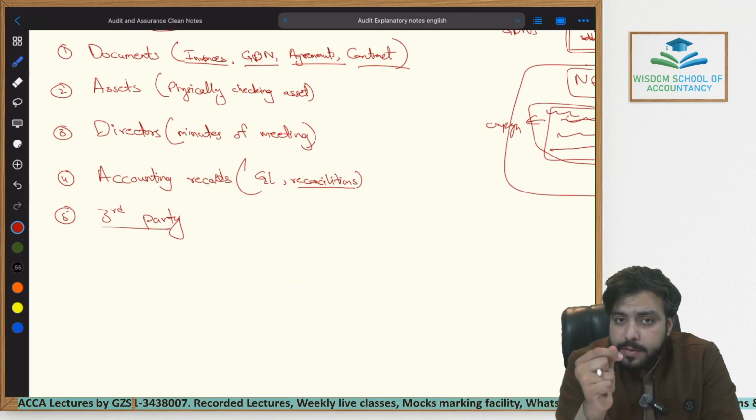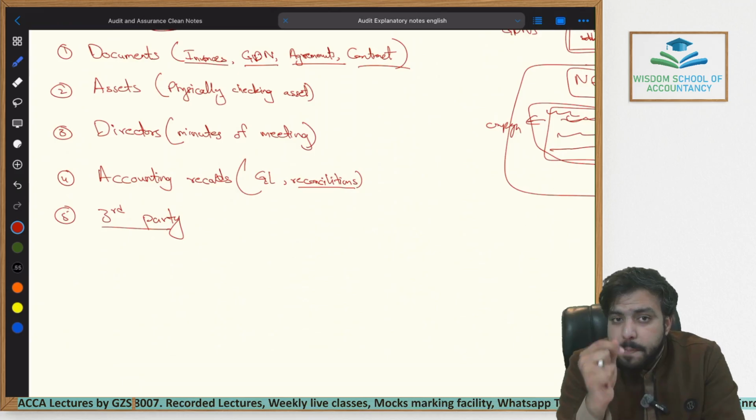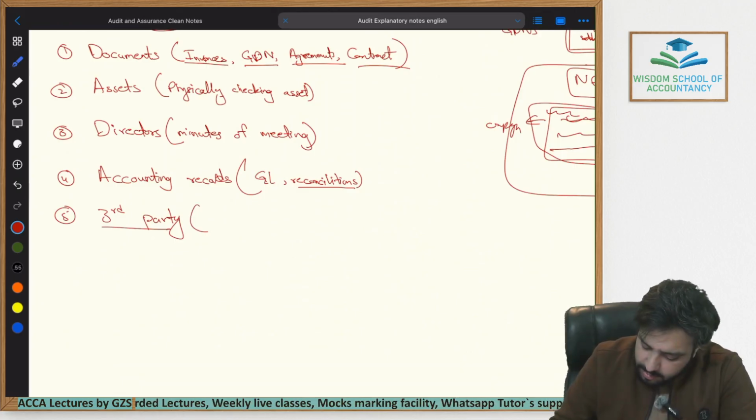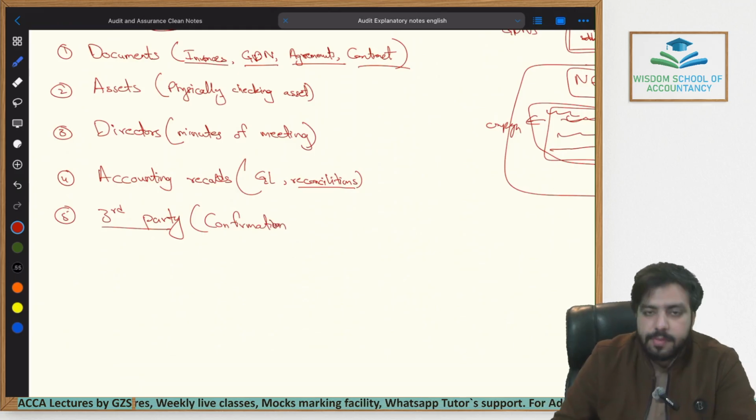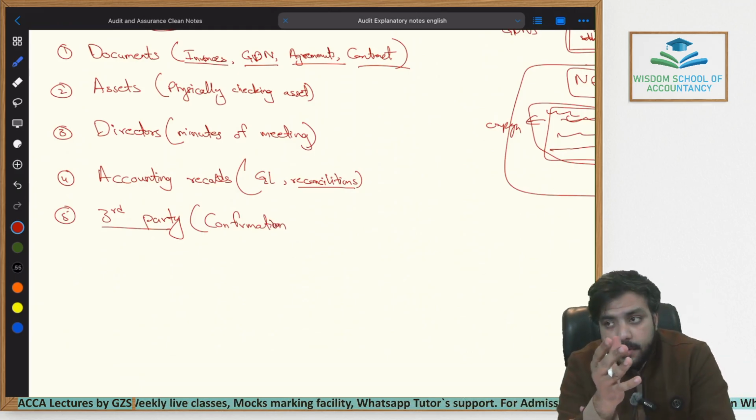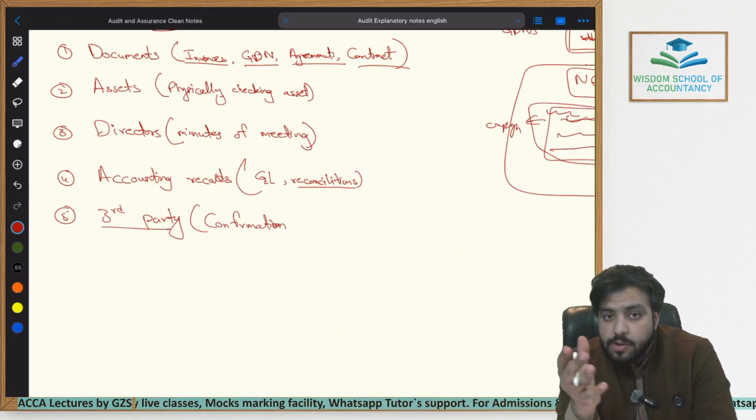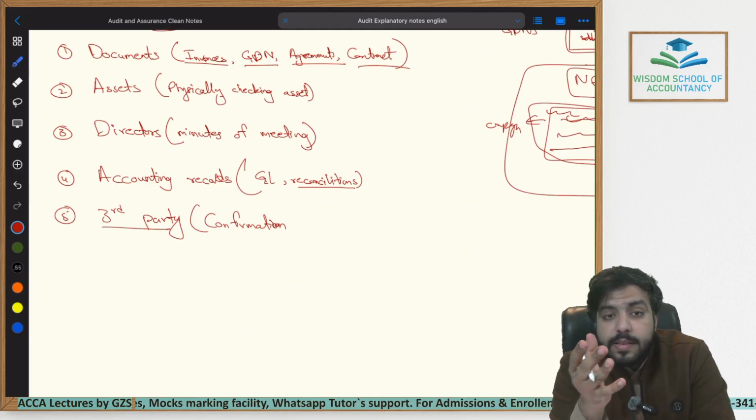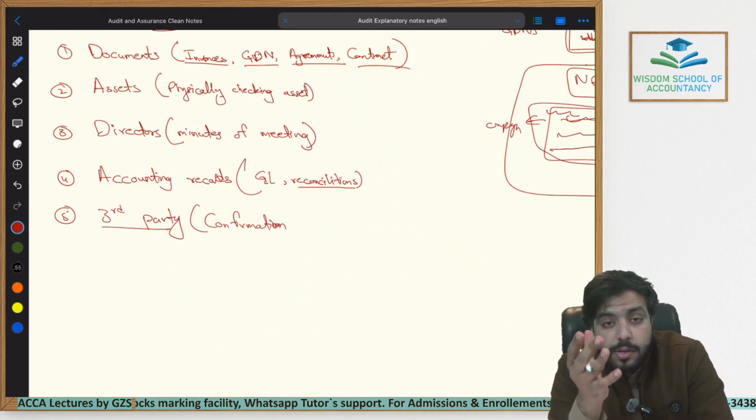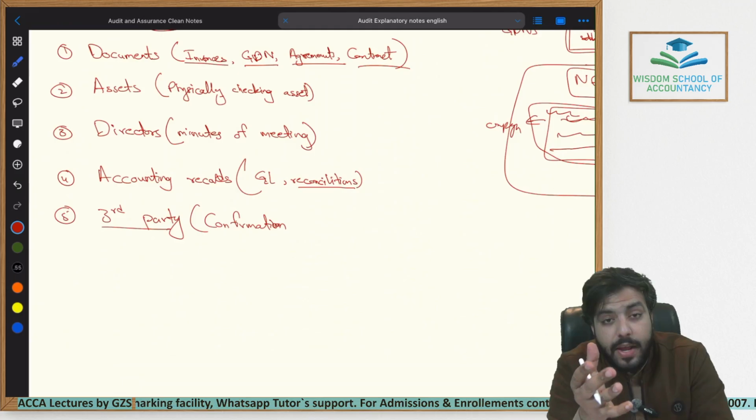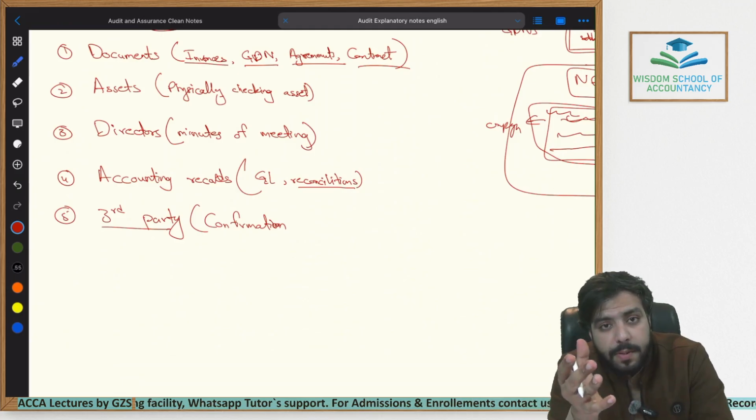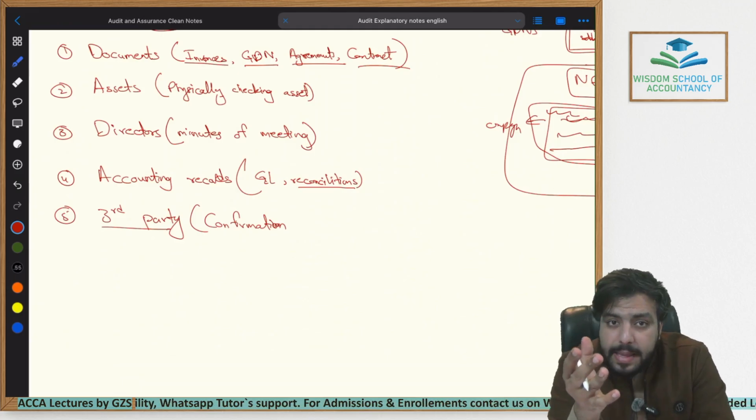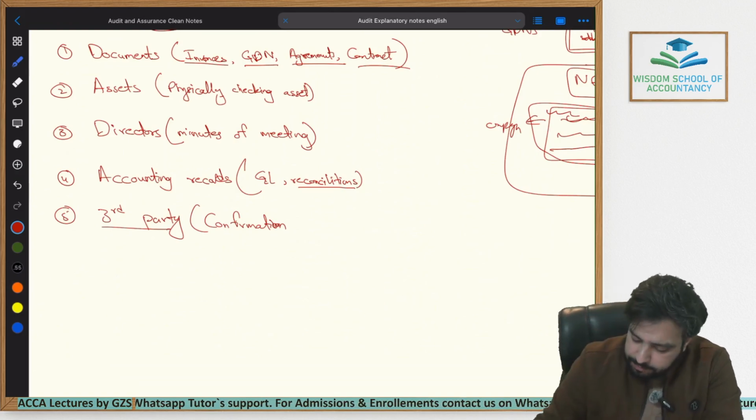Within third party as well, there are separate areas from where the evidence can be obtained. Number one is confirmation. Confirmation from receivables: the discussion that we had with our customer A, that the company has recorded $1,000 of receivable from you, whereas how much do you have to pay? This is a confirmation that we are taking from the customer of the company that we are auditing. We can take a confirmation from the payable as well, from the supplier. We can take a confirmation from the bank as well.